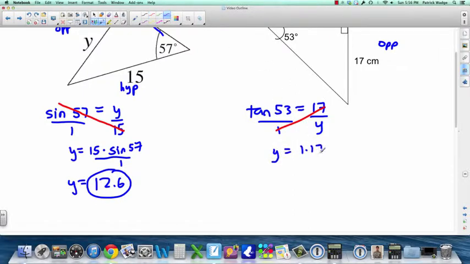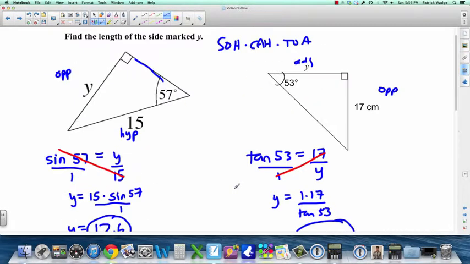So y is equal to 1 times 17, which is obviously 17, and then divide that answer by tan 53. If you do tan 53 divided by 17, you got it wrong, and lots of people do that. You have to do it in the right order. Multiply those together first, divide by tan 53. If you do that, you will get 12.8, and it tells us centimeters, so we can write centimeters this time.